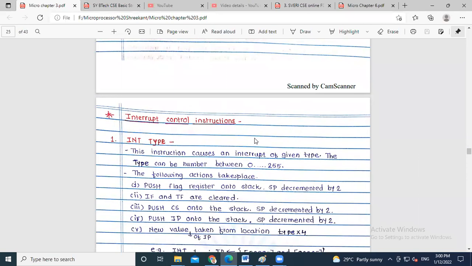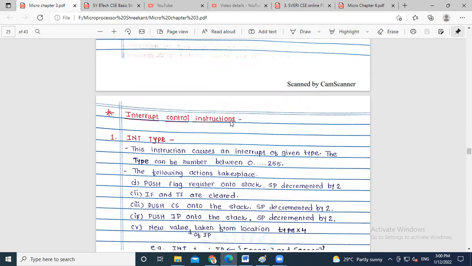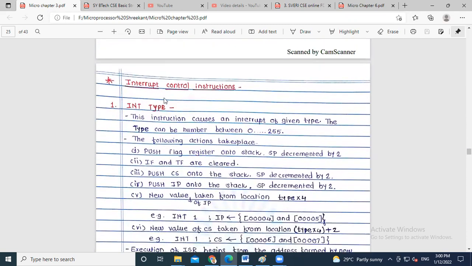Interrupt control. Interrupt means what? There is a sub abnormality during the execution of a microprocessor program. We are going to handle those kinds of abnormality. For that, we have to use some kind of instructions. So we are going to see those instructions.